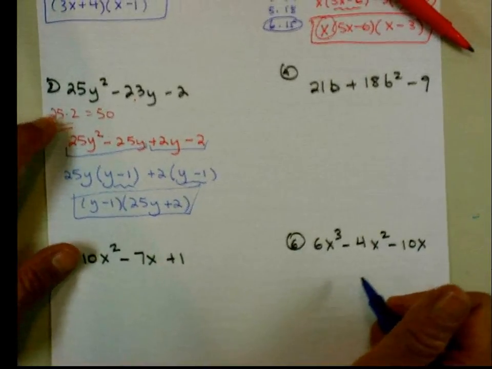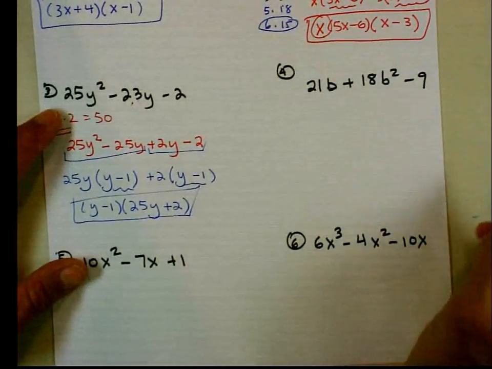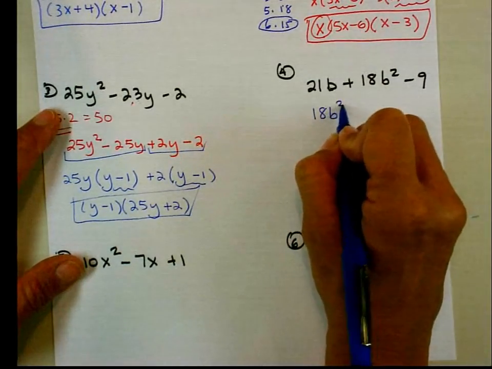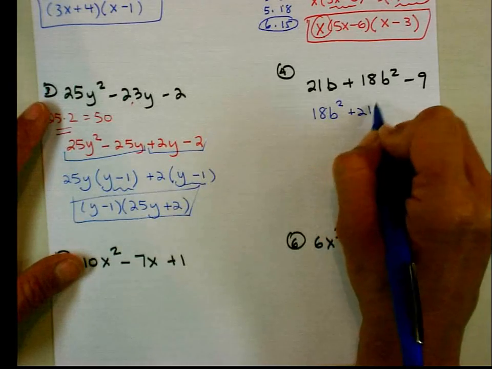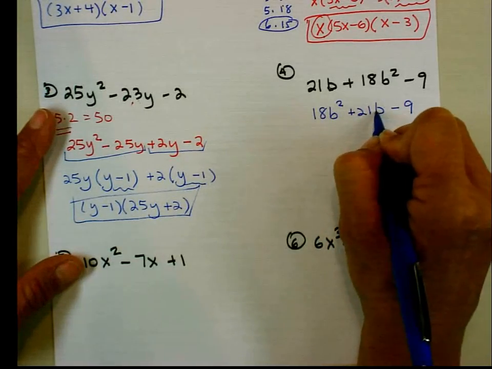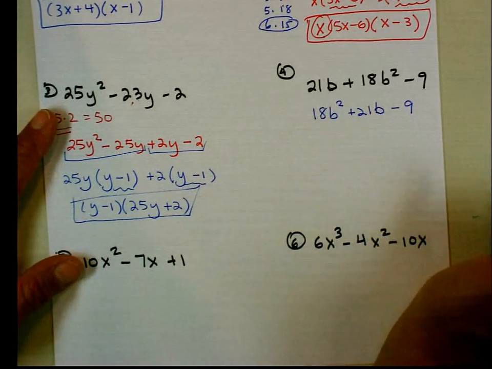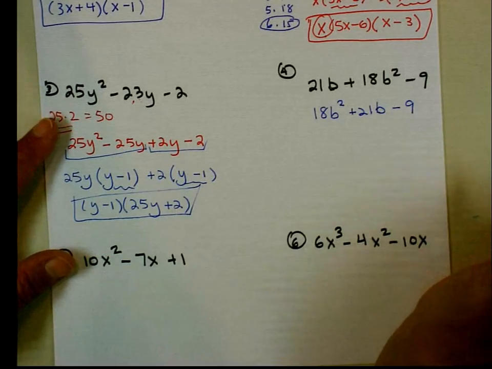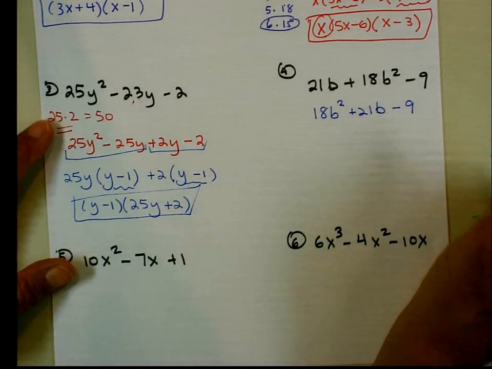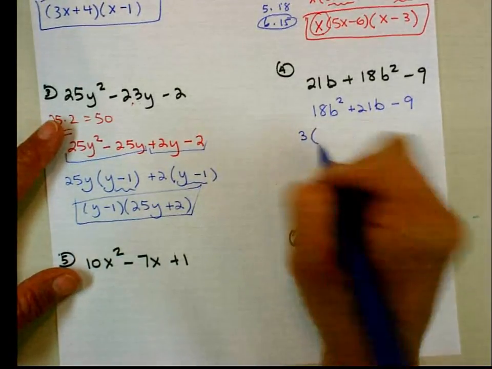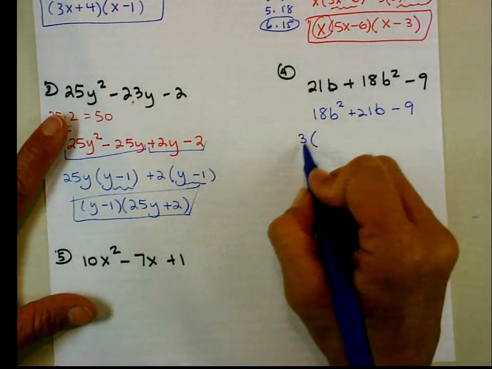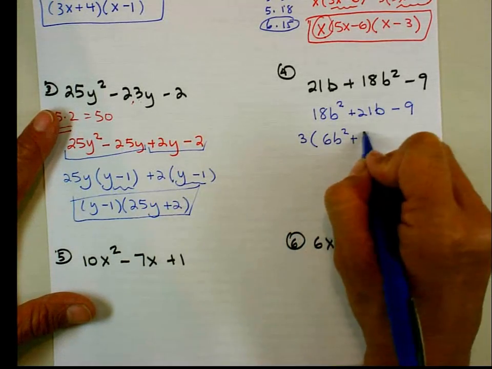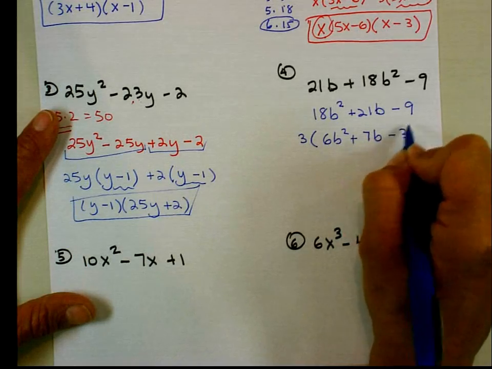Okay. 4, what did I give you extra to do on 4? Well, maybe a couple of things. First thing I see is I would really like it better if it was in standard form. So I'm going to recopy it and put my b squared term first, my b term second, and my constant term last. And then additionally, it looks like a 3 can come out of all of the terms. So I'm going to take out the common factor of 3. Kind of like we did on number 2, we took out the x. So 3 out of the 18 leaves behind 6b squared plus 7b minus 3.